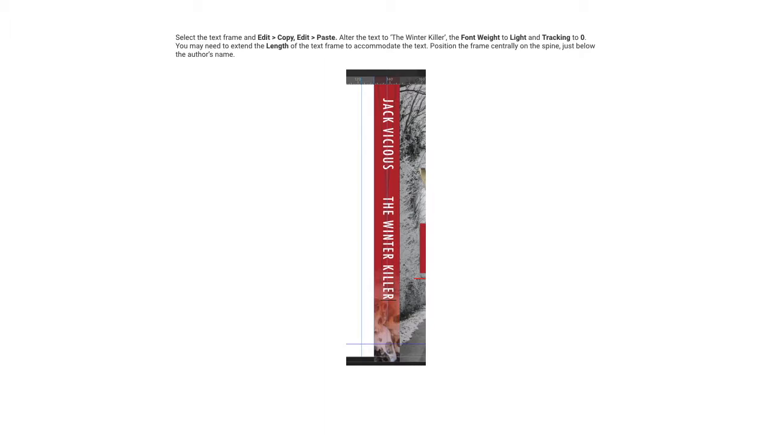Select the text frame and Edit Copy and Edit Paste. After the text, alter the text to The Winter Killer, the font weight to light and the tracking to 0. You may need to extend the length of the text frame to accommodate the text. Position the frame centrally on the spine, just below the author's name. So you now have on the spine Jack Vicious and The Winter Killer.